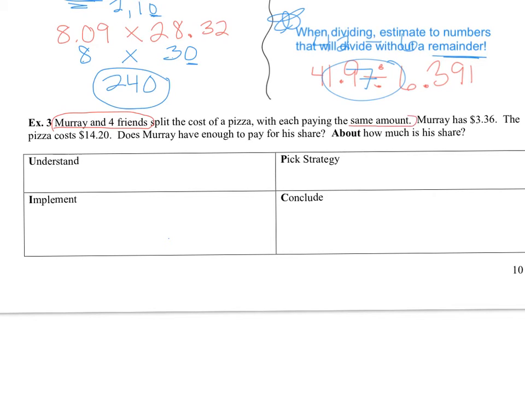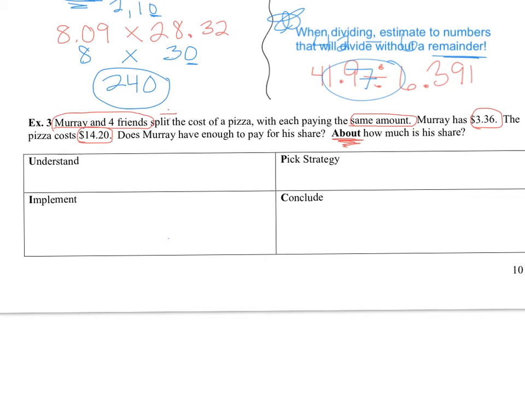So that means if we're splitting the pizza, I know I'm probably going to have to divide. Okay? Murray has $3.36. The cost of the pizza was $14.20. Does Murray have enough money to pay his share? About how much is his share? So since it says the word about, that means I can estimate, which is good.